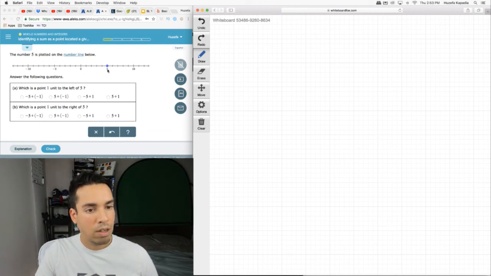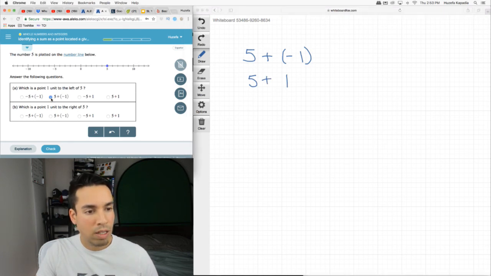The number 5 is plotted on the number line below. Answer the following questions. Which is a point 1 unit to the left of 5? If we're going 1 unit to the left, we're adding a -1. Which is a point 1 unit to the right of 5? We're adding a +1. So now let's look here. Where do we see 5 plus -1? Right there. Where do we see 5 plus 1? Right here. That's that.